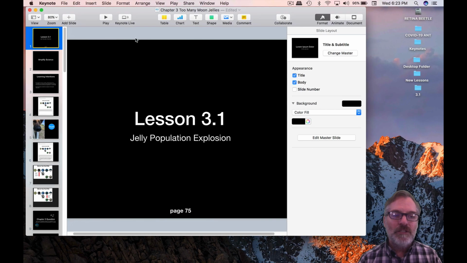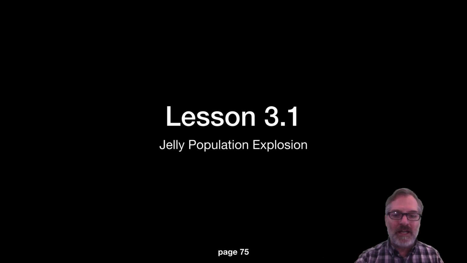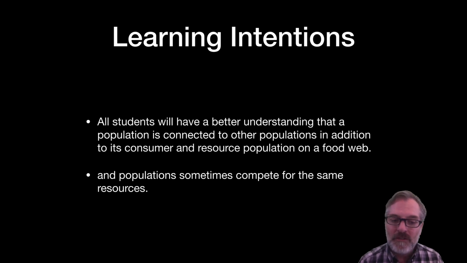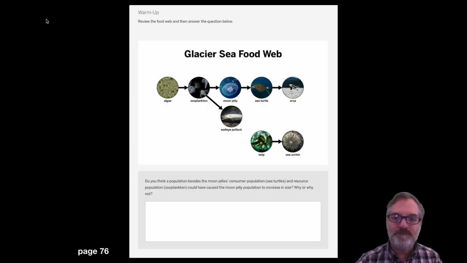All right, so back to our lesson. So let's go ahead and get started. Did our little walkthrough. So our learning intentions. All students will have a better understanding that a population is connected to other populations in addition to its consumer and resource populations on a food web. And also, populations sometimes compete for the same resources.